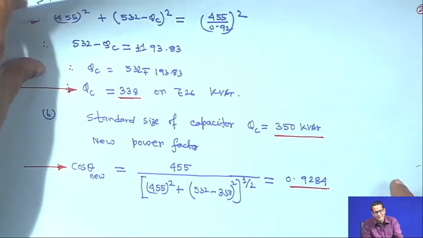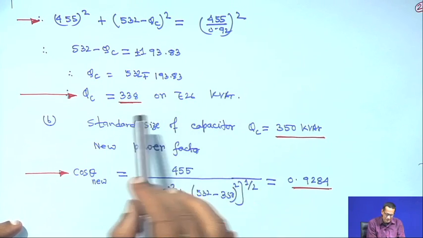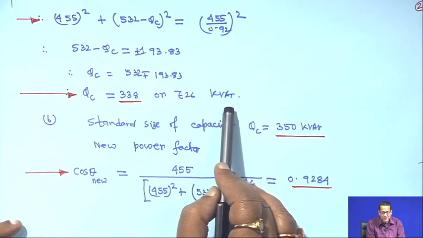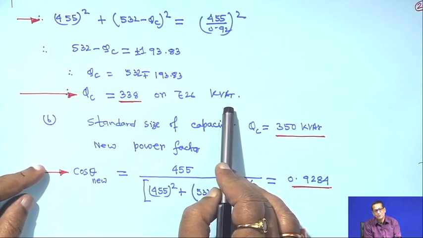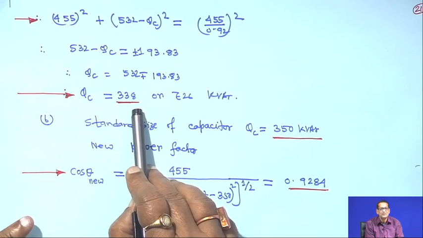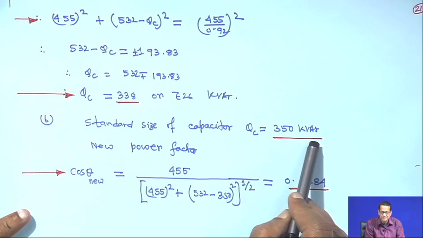There is a possibility that in that case your receiving end voltage will be higher than the sending end voltage, right. But anyway, we will take the lower one. So, that is QC is equal to 338 kilowatt. This is where the power factor is maintained at 0.92, right, but a 338 kilowatt capacitor size is not available in the market. So, the standard capacitor size may be QC is equal to 350 kilowatt.